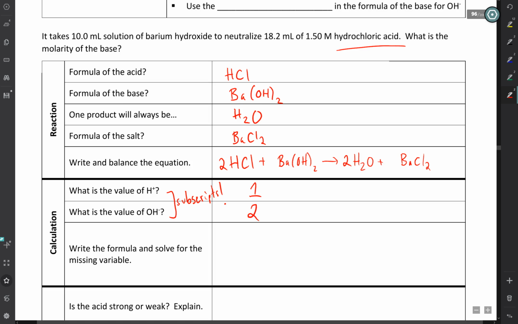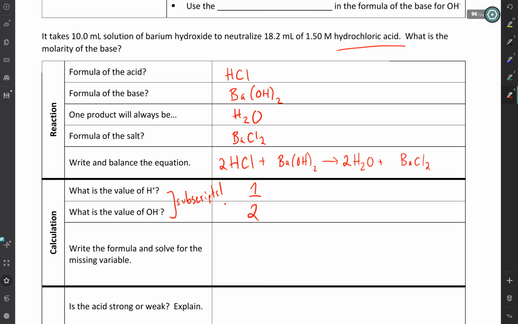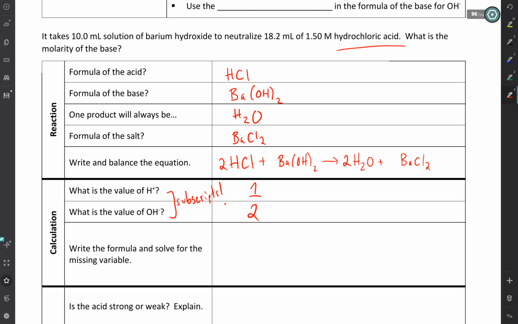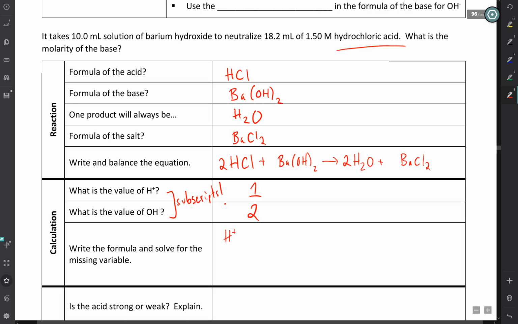One common mistake that people make is looking at the balanced chemical equations, and they see 2 hydroxides and 2 hydrogens, and they erroneously think the value of H is 2. Don't do that. You need to look at the subscripts. It's telling you how many hydrogen ions are produced by that acid, not the coefficients from the balanced equation. So we're going to use the formula H+ MAVA equals OH- MBVB.